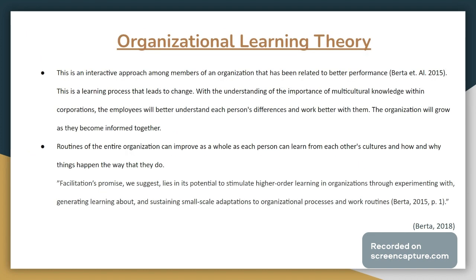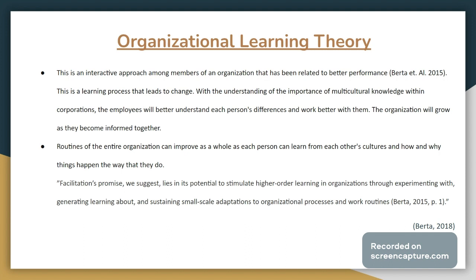Organizational learning theory. This is an interactive approach among members of an organization that has been related to better performance. This is a learning process that leads to change. With the understanding of the importance of multicultural knowledge within corporations, the employees will better understand each person's differences and work better with them. The organizations will grow and become informed together.